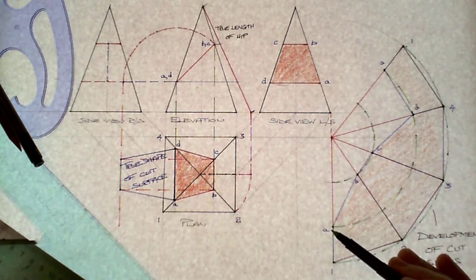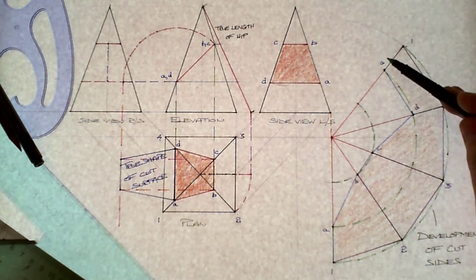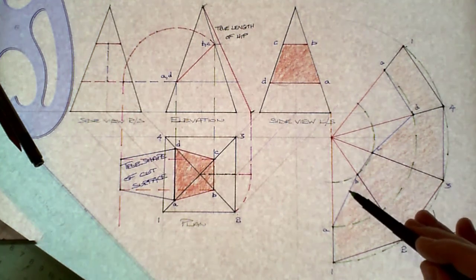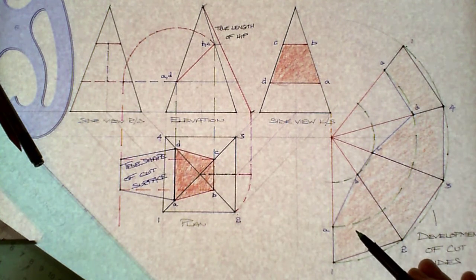So I connect here from A to B, B to C, C to D, D to A. That gives me the imposition of the cut on the development of the sides.